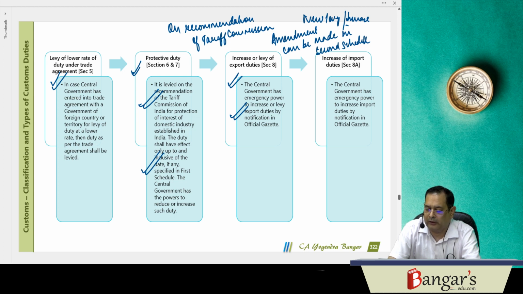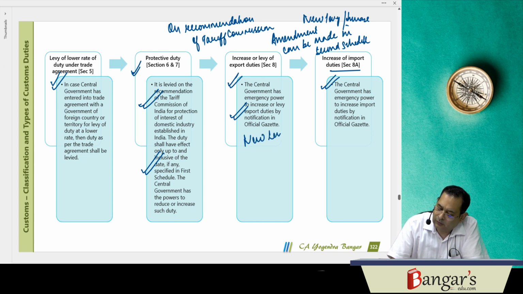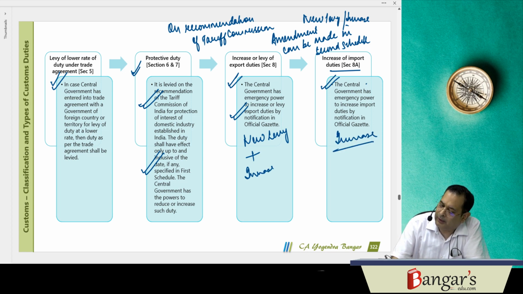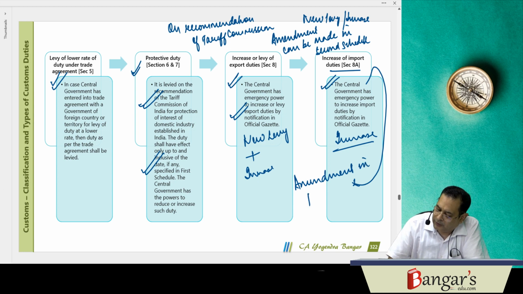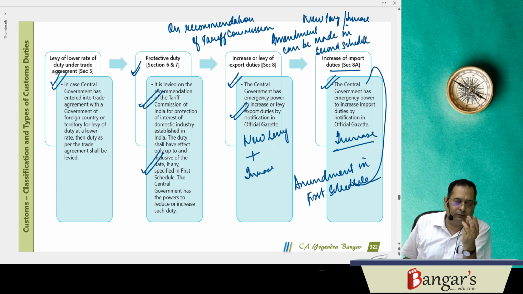Besides this, section 8A provides for an increase in import duties only. In export duty, a new levy is there plus an increase is there. Here only an increase is there. There will be an amendment in the second schedule for export duty. Here, an amendment in the first schedule will be there to increase what? The import duty of customs. Through notification in the official gazette, the government has the power to increase the import duties of customs.